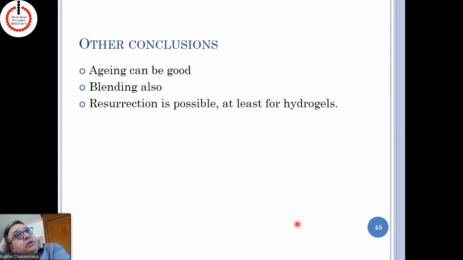Non-scientific conclusion, which is very good for somebody like me who turns older and older. It means that aging can be good. Blending can also be good. So it's always nice to mix different kinds of people together to have at the end something that looks fancy. And it also means that resurrection is possible, at least for hydrogels. And I just remind you that we have somehow some hydrogels because our body contains from 60 up to 65% of water. So it means that maybe very rapidly resurrection will be possible for us also.